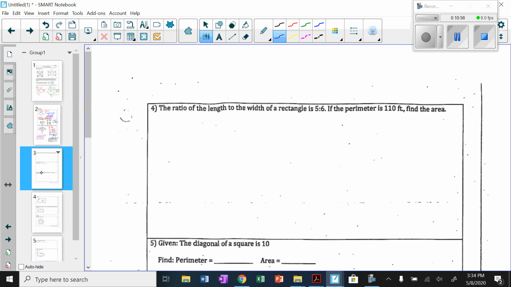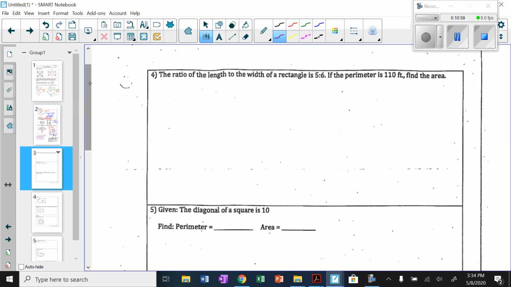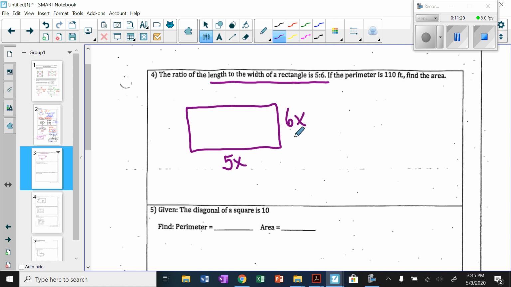Okay, next one. The ratio of the length to the width of a rectangle is 5 to 6. If the perimeter is 110, find the area. So I'm drawing a rectangle. The ratio of the length to the width is 5 to 6. Now think back to Algebra 1. The minute you take numbers out of a ratio and put them into a diagram, you want to put x along with it. So we're going to say 5x to 6x. And like I said before, it does not matter which side is 5x and which side is 6x. We know top and bottom are the same, left and right are the same. Now it's saying the perimeter is 110, find the area.